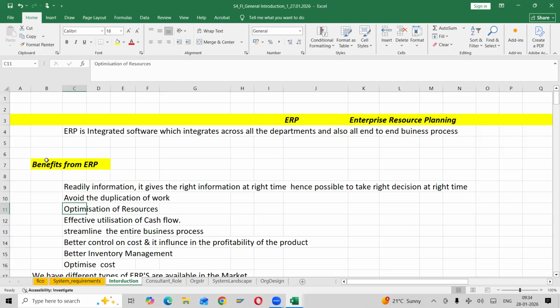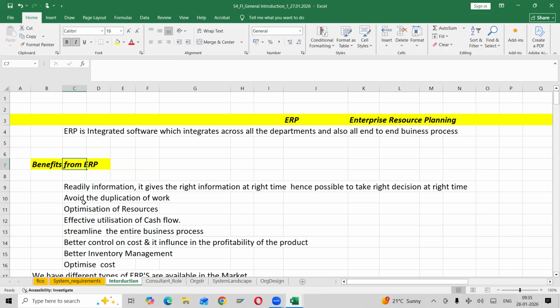Clear? And one more thing, the most important: effective utilization of cash flows. We know what our revenue is, because the entire organization knows how much sales we are doing and how much revenue we can expect, so that we can fully utilize cash flows. If I don't have information on how many sales we have done, how can I invest in my production? Clear? Same thing, streamline the entire business process. Because of this ERP, the entire business process will work smoothly.